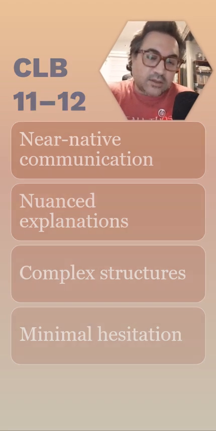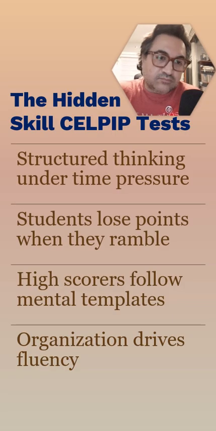Now, the hidden skill that CELPIP tests that is not talked about often is structured thinking under time pressure. So that's something that you need to practice. Usually in my classes, I ask my students to record their voice under a time limit, under 60 seconds for example, and send it to me, and I listen to it. Students lose points when they ramble. If you just talk and talk and talk without any structure, that's called rambling, not good.